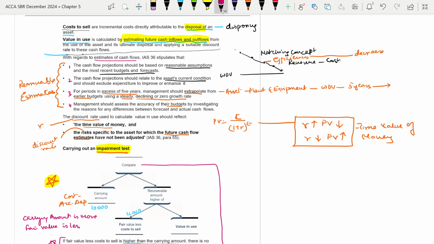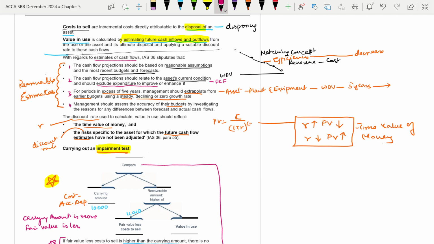The cash flow projection should be based on reasonable assumptions and the most recent budgets. The cash flow should relate to the current condition. It should exclude expenditure to improve, capital expenditure. Here we are talking in general in terms of free cash flow. It should exclude, meaning we have to deduct, expenditure to improve. The cash flow should be recent.